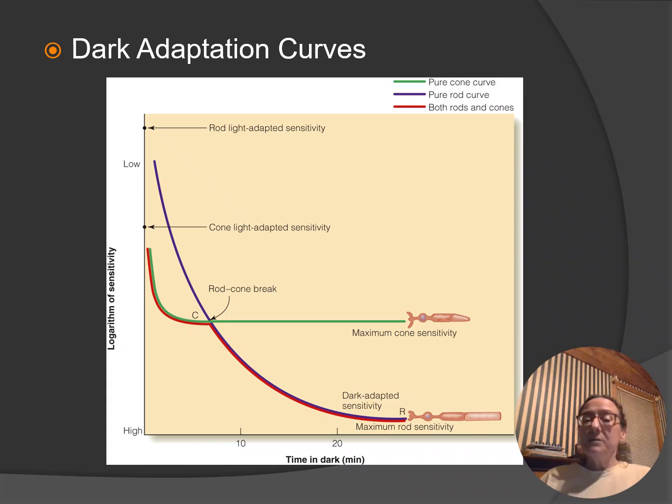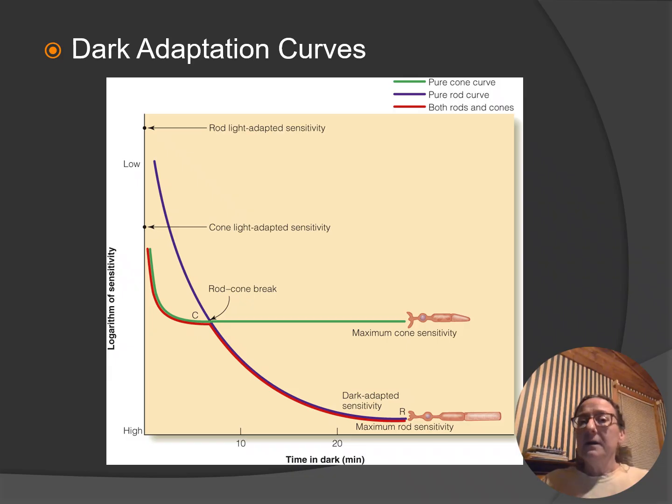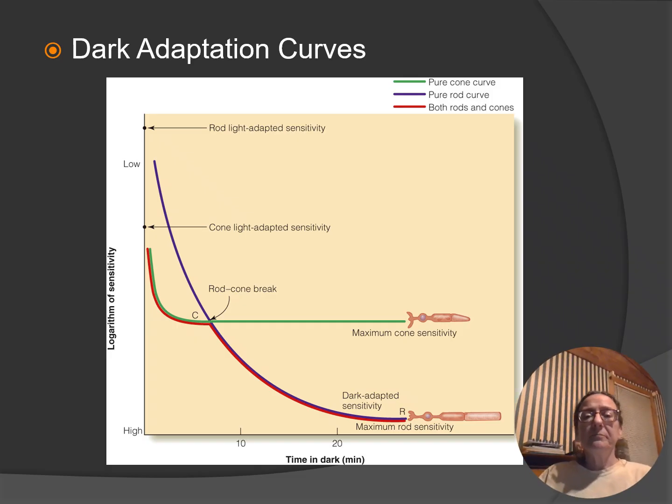Notice that this takes time. It takes about 25 minutes for us to completely readapt to the dark. Every time someone flashes their bright lights in our face when we're driving at night, and especially if it lasts so long that I really bleach out those rods, it's going to take time for me to see at the same level as I could before the car lights were in my face.